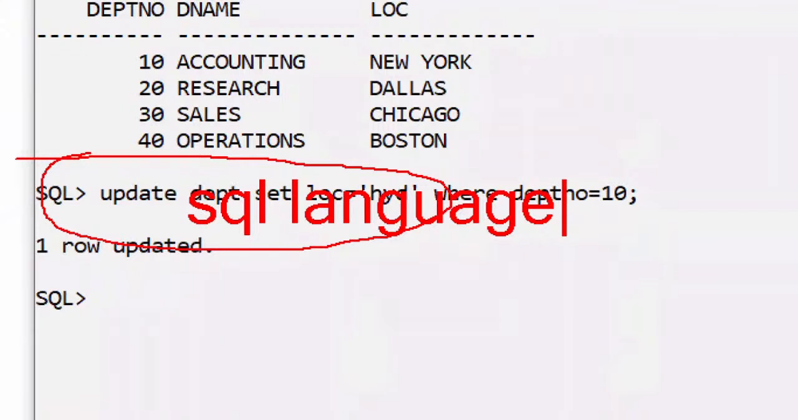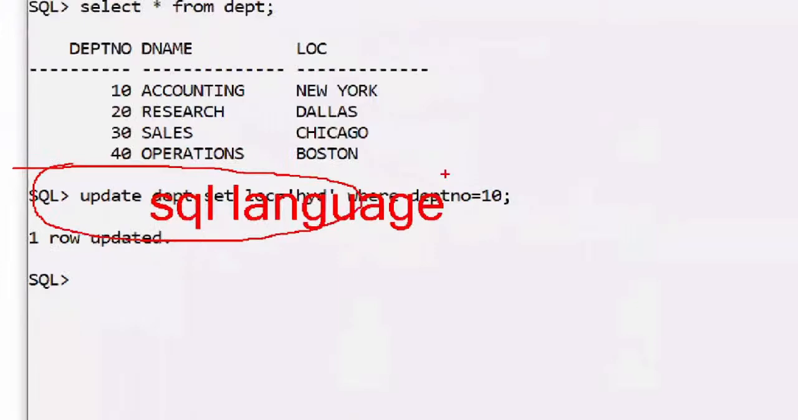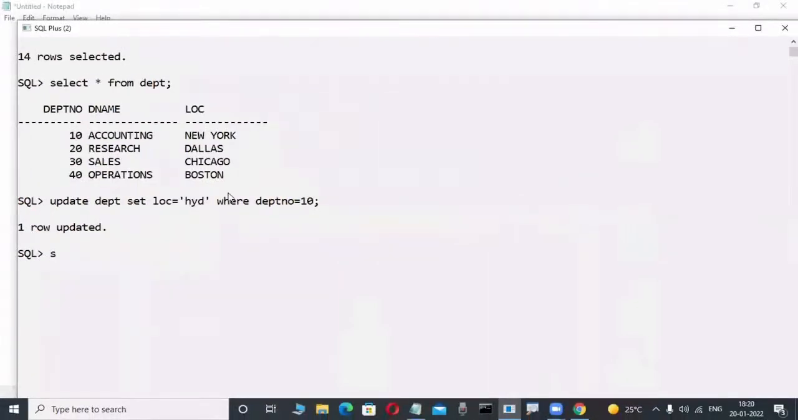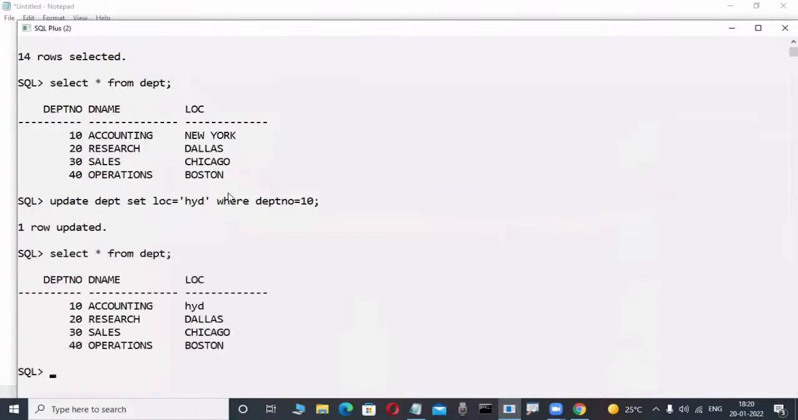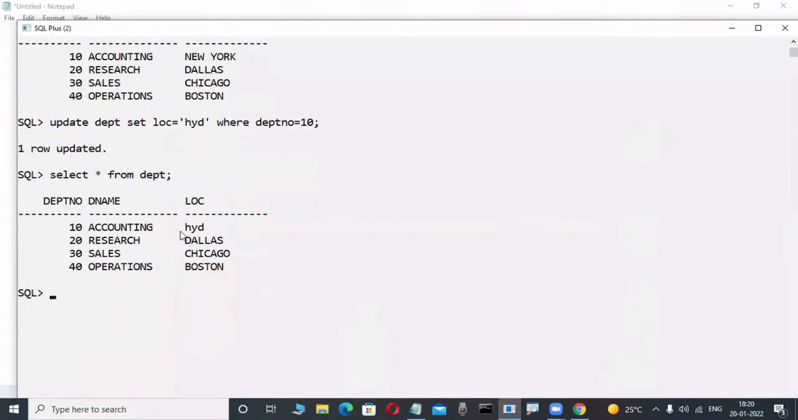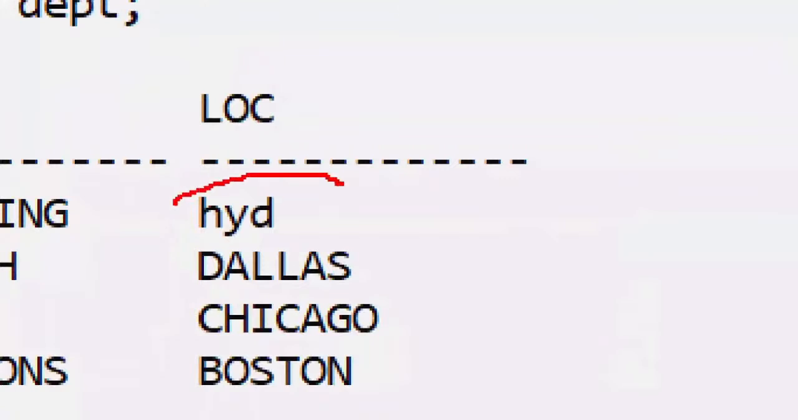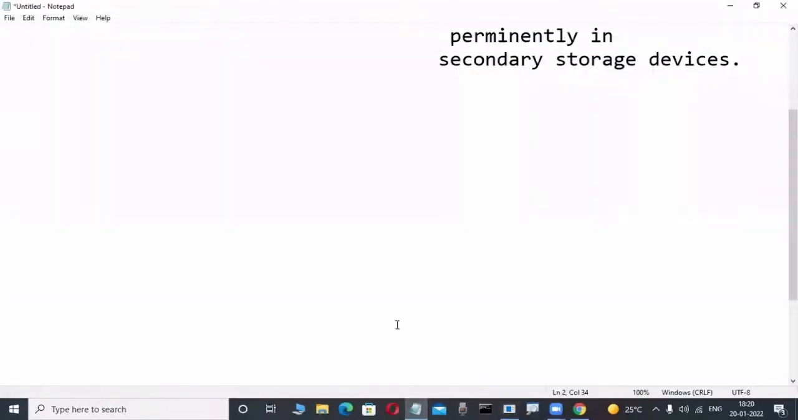Now observe it here. Once we write this type of coding, this is called SQL language, then automatically it is reflected in your database. Observe it here, in the previous case New York is there, but in this case Hyderabad is the location. Yes, that's why always observe it here.